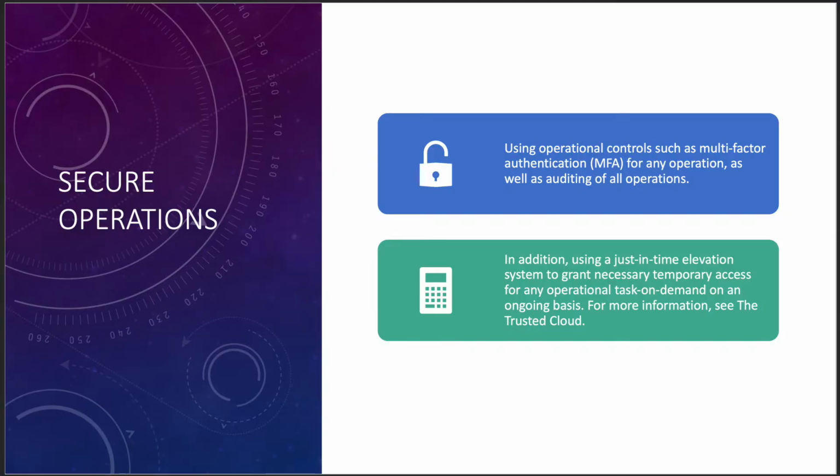There's a lot of secure operations. Again, we're going to use MFA. Multi-factor authentication for any operation is doable, as well as auditing all operations. Generally, technically, people are going to MFA on login, especially for a privileged account, and then audit everything that happens. In addition, using just-in-time elevation to grant necessary temporary access can happen as well. Sometimes you may need to promote somebody temporarily to do a thing, or give them a 5-minute window to complete a task from the help desk, and that can be done at the push of a button by a system administrator.